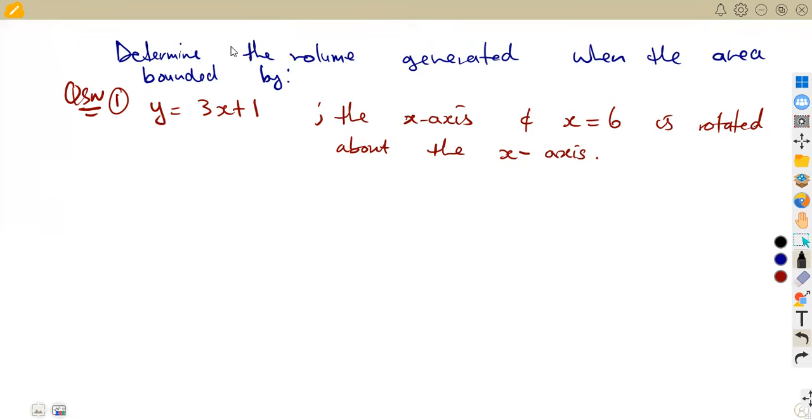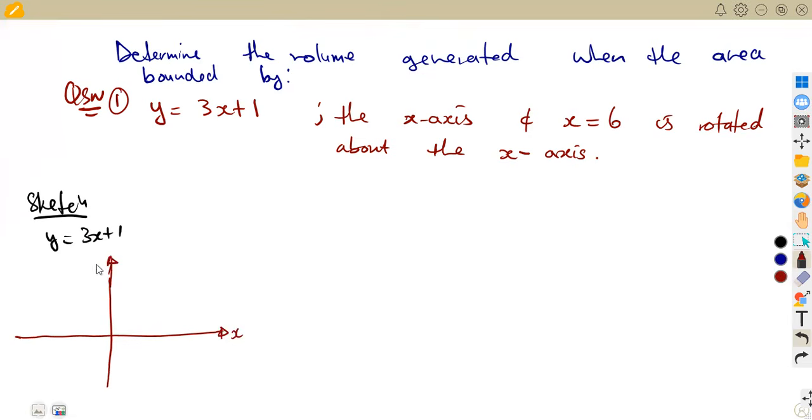Just like what we had on area, it is best for you to have a sketch so that you see what is happening on the graph of y is equal to 3x plus 1. So let us have the sketch of the graph in this case. Given the graph of y is equal to 3x plus 1, that's a straight line. So we can focus on determining two important things, which are the x-intercept and the y-intercept, and also note that it has a positive slope, a positive gradient. So our line is going to be going in the positive way.